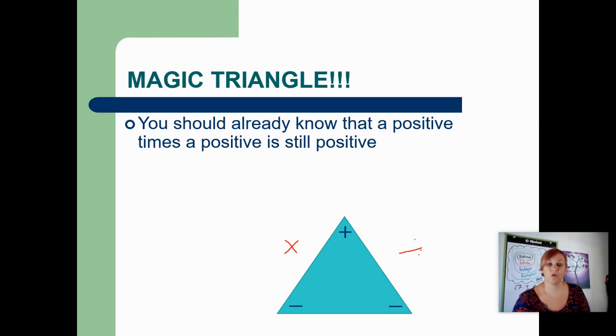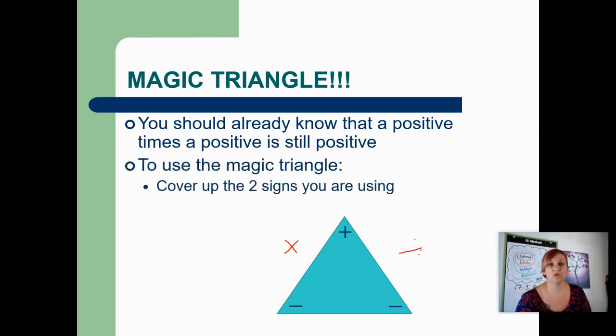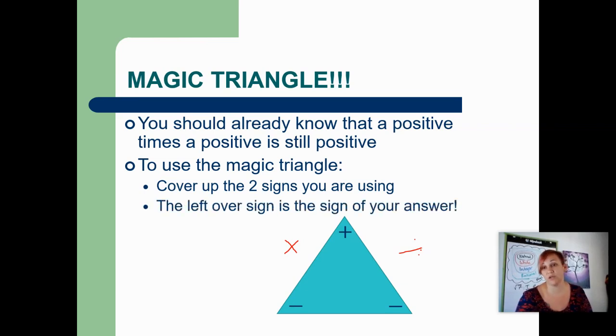To use the magic triangle, you can only be multiplying or dividing 2 numbers at a time, so you can't do it with 3 or 4. You're going to have to break it down to just 2 of them. And what you're going to do is cover up the 2 signs of the numbers that are there. And the third sign, the one that you did not cover up, that's what sign your answer should be. So again, this is a way to predict what sign our answer should be before using our calculator. Let's try some.